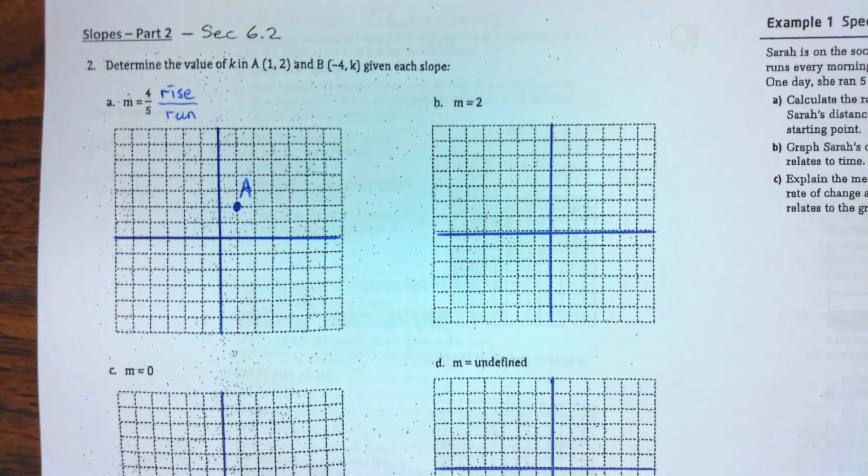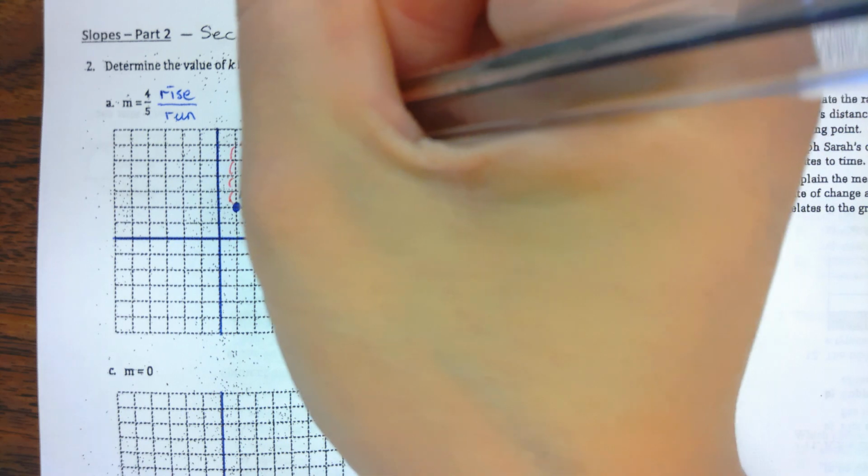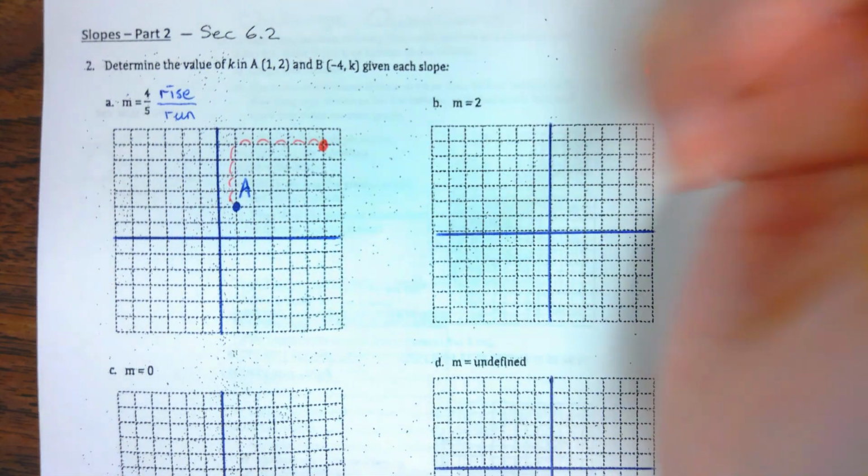So rise. My rise is 4. My run is 5. Okay, so give me 2 points. 2 other points. Okay, Sam. Yep. And then over 5. 1, 2, 3, 4, 5. Okay, what's the coordinate of this point?